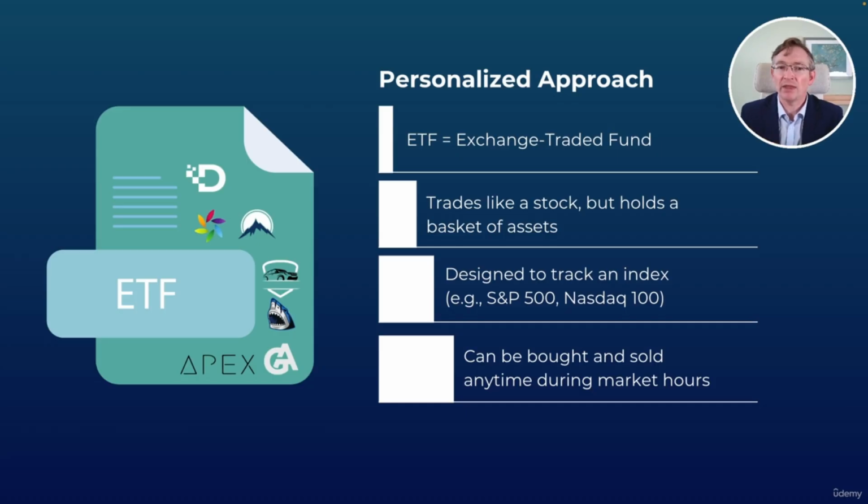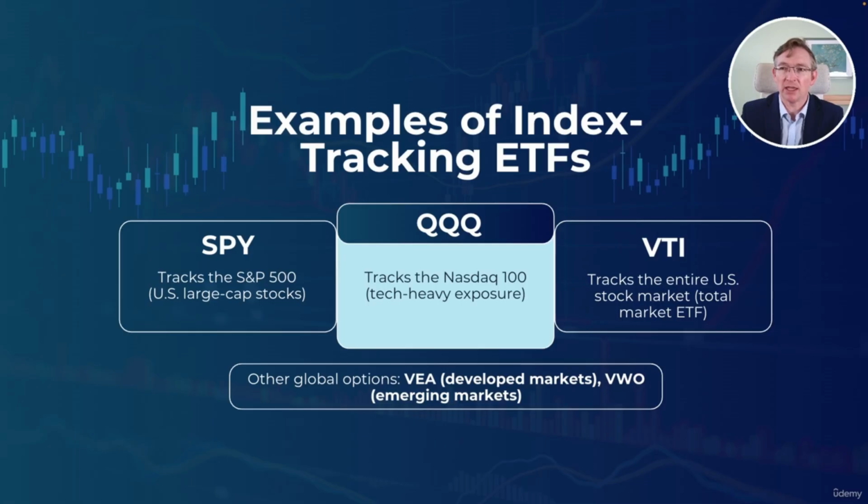Now, let's look at some of the most well-known index tracking ETFs. These are the ones that investors around the world rely on to get quick, broad exposure to the stock market. We've already mentioned the SPY. That tracks the S&P 500. This means it mirrors the performance of the 500 largest publicly traded companies in the US. So when the S&P 500 goes up, the SPY goes up. When the S&P 500 goes down, the SPY goes down. The SPY tracks the S&P 500.